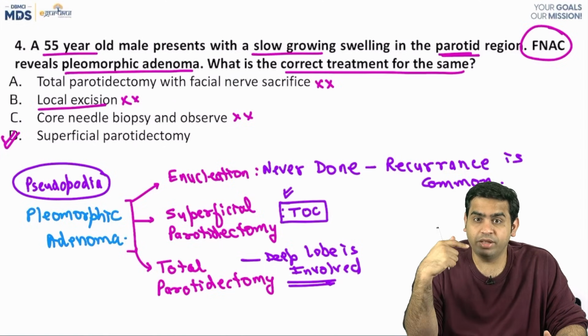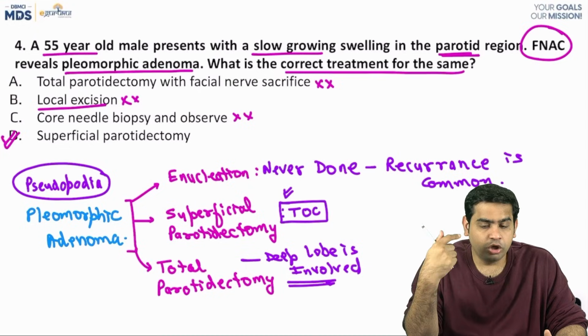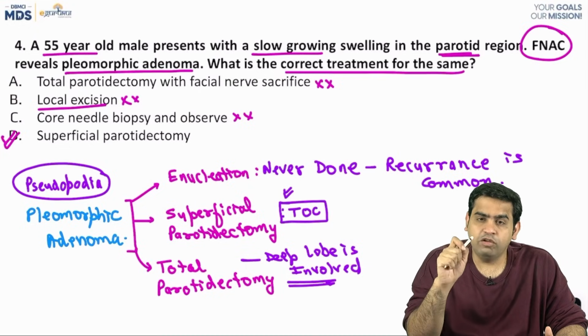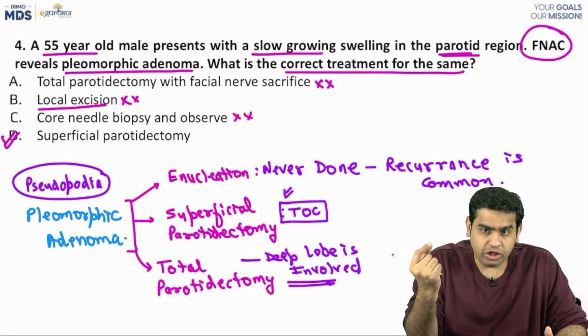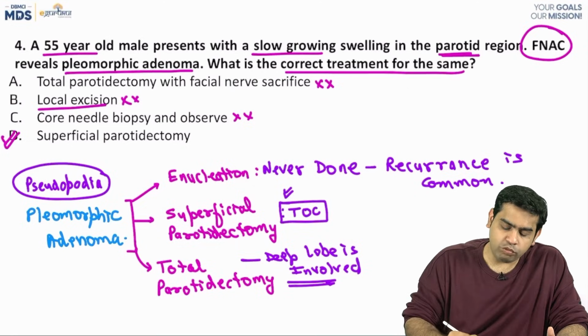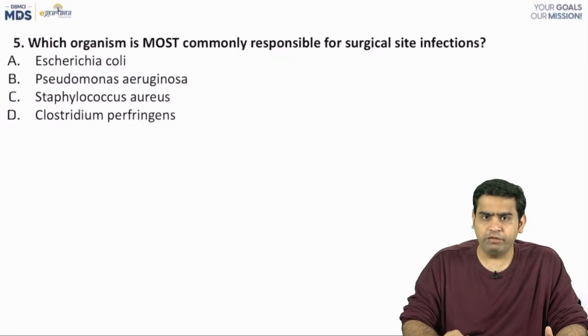If they give you things like that, then in that case you have to remove the total parotid gland. But again, you will not remove the facial nerve. That will only be removed if there is a malignant transformation and involvement of the facial nerve as well. But most of the time what you basically do is a superficial parotidectomy. I hope you have understood this point.